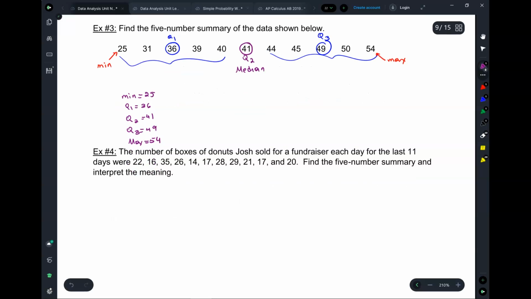You can't just give me 25, 36, 41. You have to label them, okay? And it's nice to have some sort of order. I think this is a good order to go. Labeling them here is not enough. You have to list them later, okay?